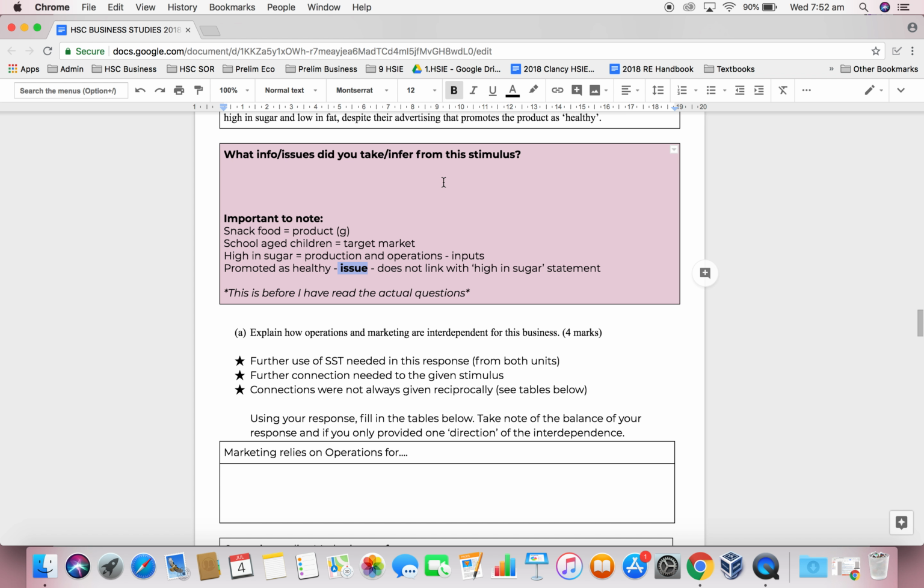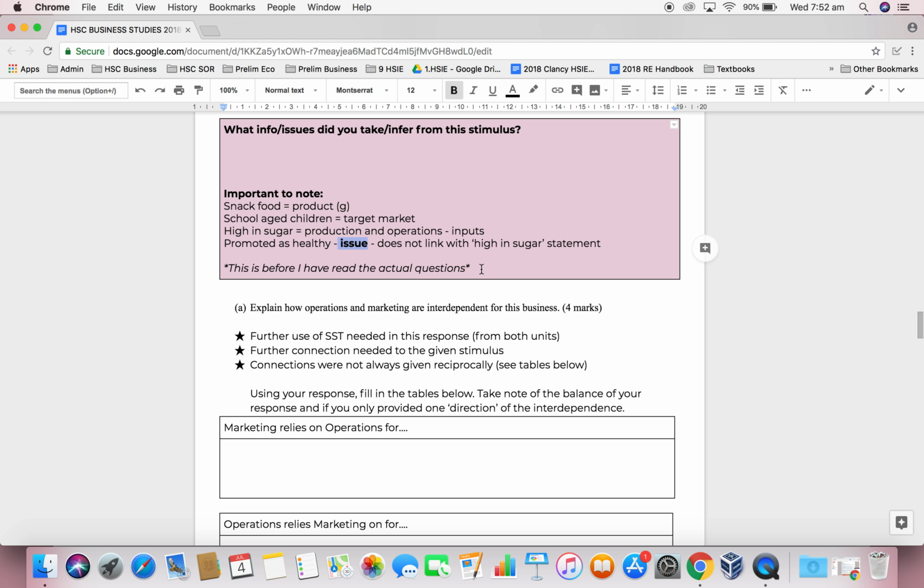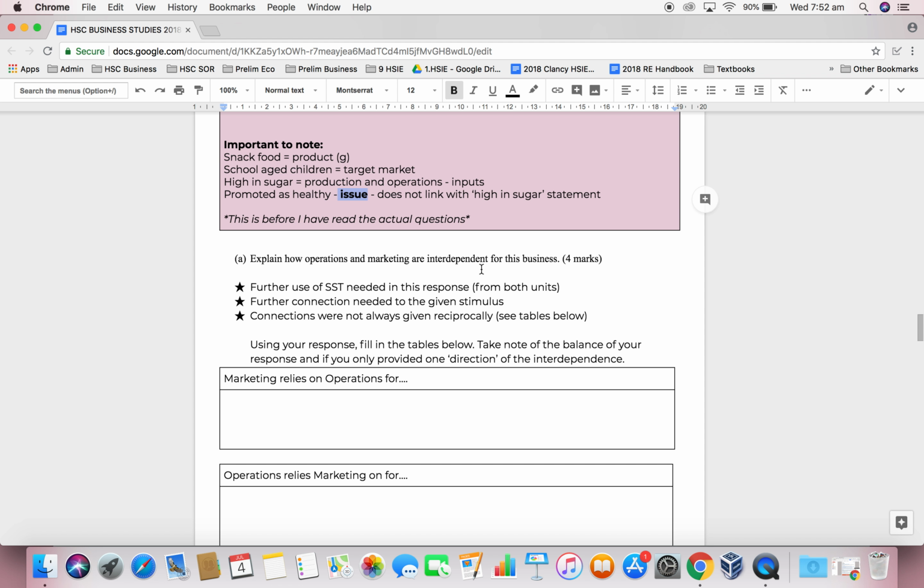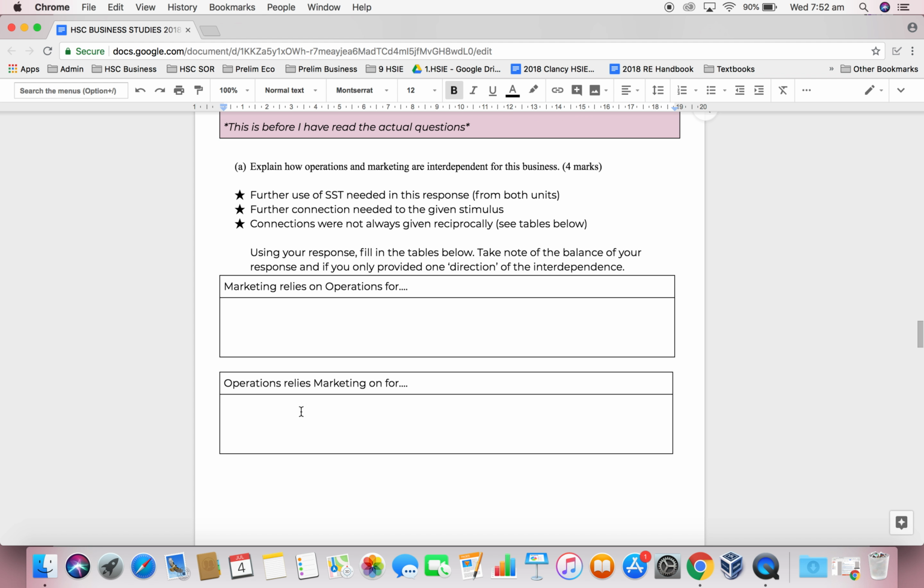below. So question A was, explain how operations and marketing are interdependent. Further subject-specific terms were needed from both units. So you needed subject terms from operations, you need subject terms from marketing. Further connection to the stimulus was needed here. Many of you gave a very theoretical response, and connections were not always given reciprocally, meaning you said how marketing relies on operations, but you didn't say how operations relies on marketing.